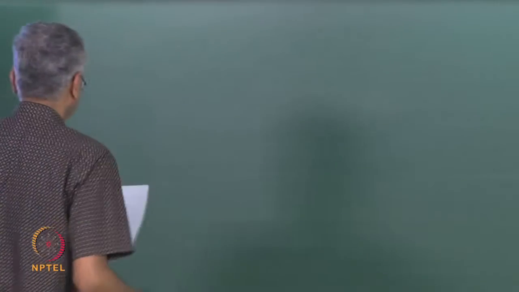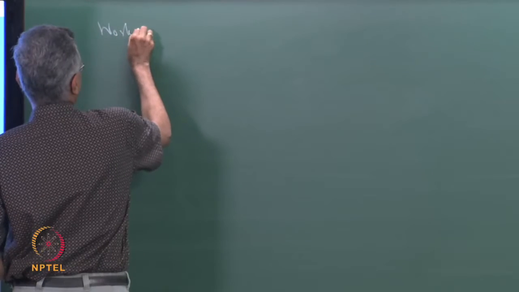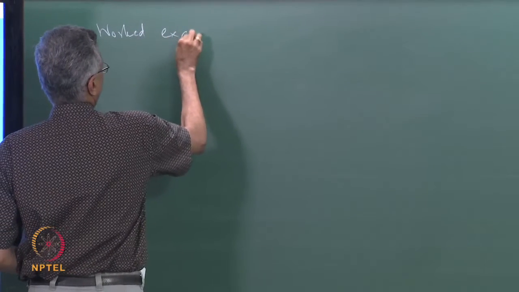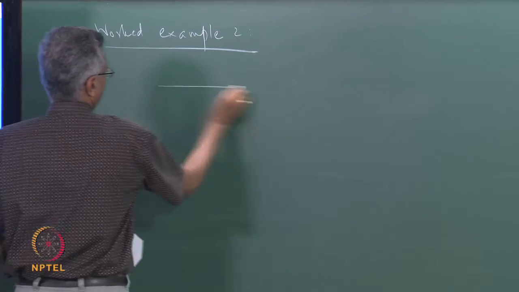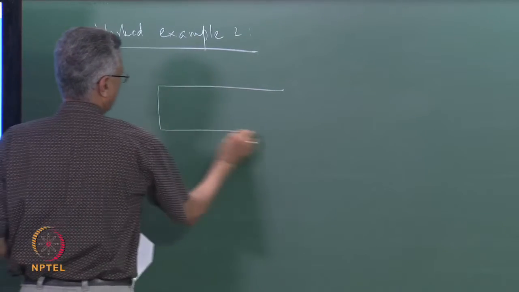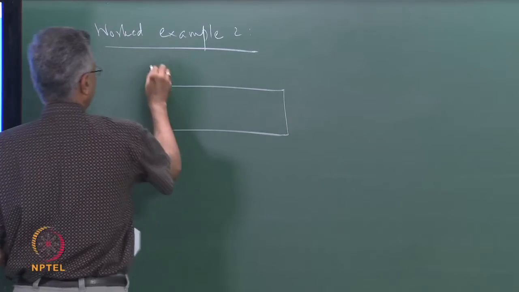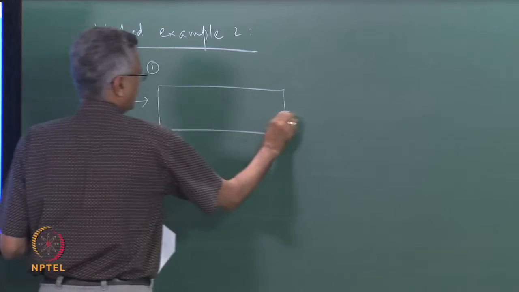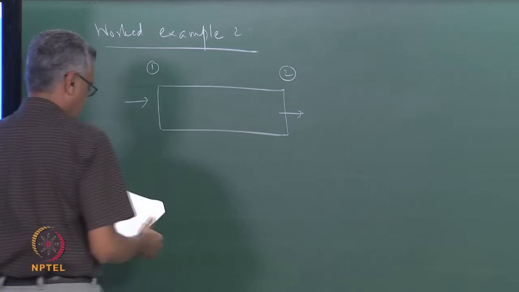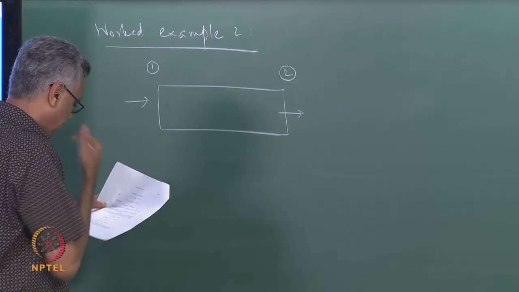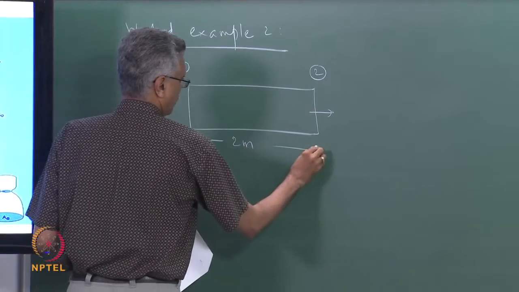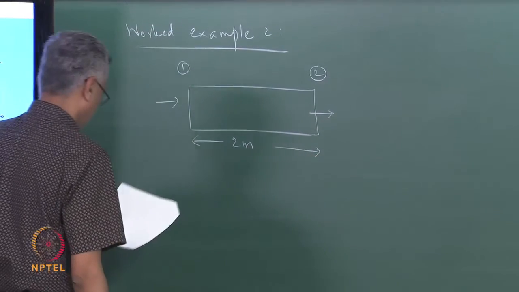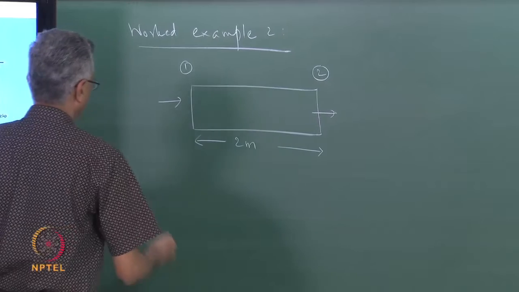In the previous class, we looked at supersonic flow through a duct. The duct was square in cross section, and at entry the conditions were given and we were asked to determine the conditions at the exit. The duct length was given to be 2 meters, and other inlet conditions were also given.